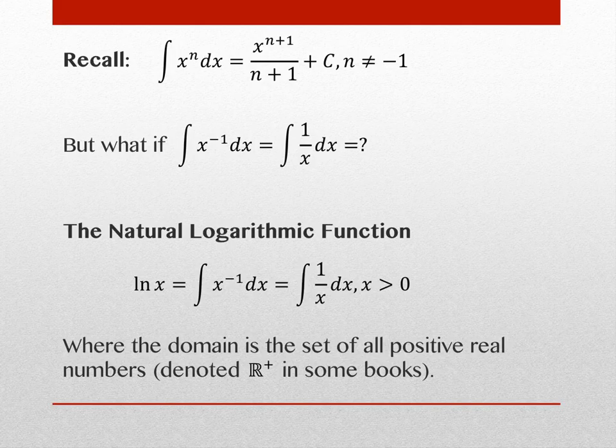So what do we have happen if the exponent is -1, or it's equivalent of asking, what do we do with the integral of 1 over x? That's the same question. And we're going to introduce this as the definition of what a natural log is. So the natural log of x is the antiderivative of x to the -1. That's its actual definition.